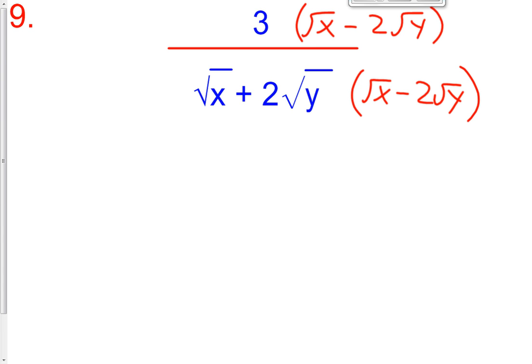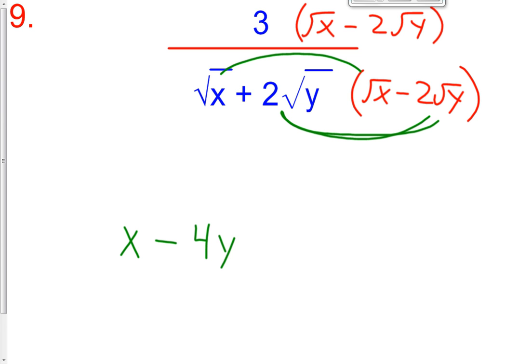Multiplying these, we'll do the bottom first. Once again, just multiply the first term and the last term because the middle two terms will always cancel each other out. So square root x times square root x is x. And then 2 square root y times a negative 2 square root y, a positive times a negative is a negative. 2 times 2 is 4. And square root y times square root y is y. Voila! No more radicals in the denominator.